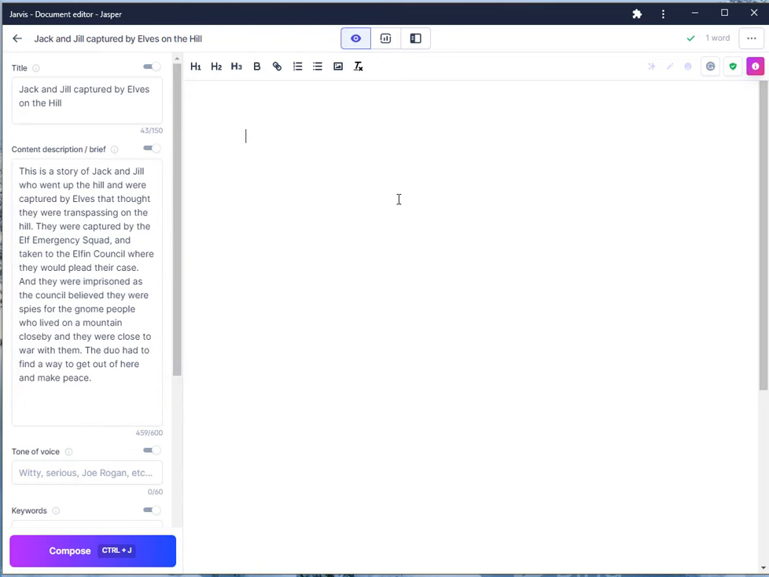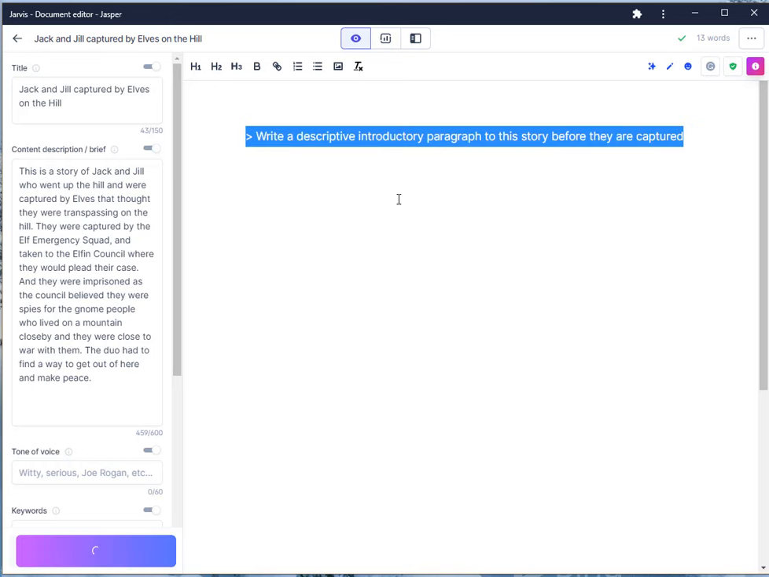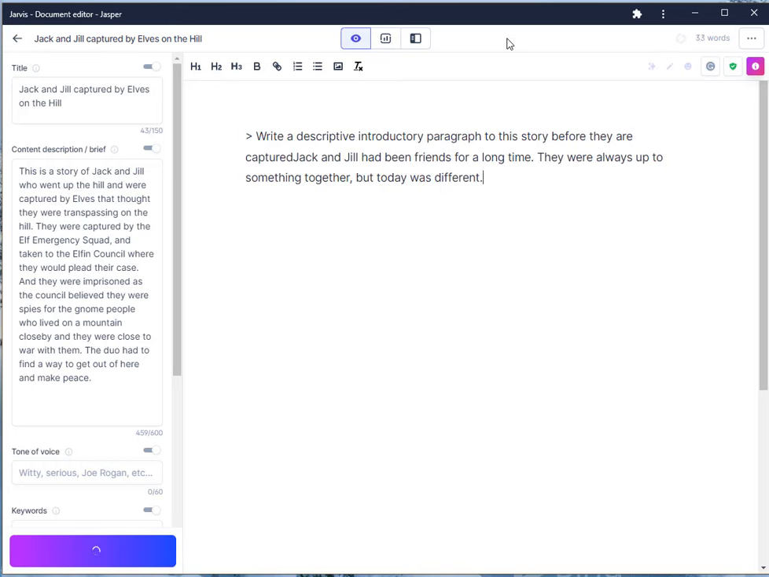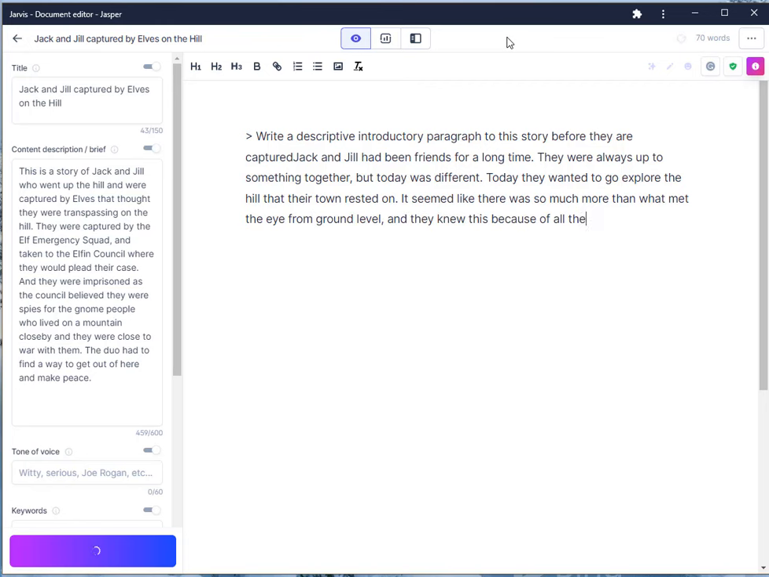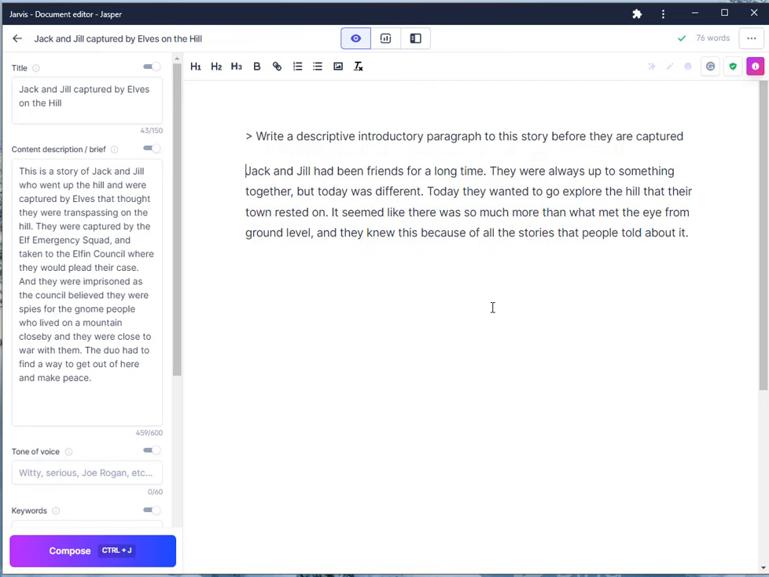So to start off, let's see if we can write a descriptive introductory paragraph to this story before they are captured. So let's see what it comes up with. Okay, so this is actually pretty good.